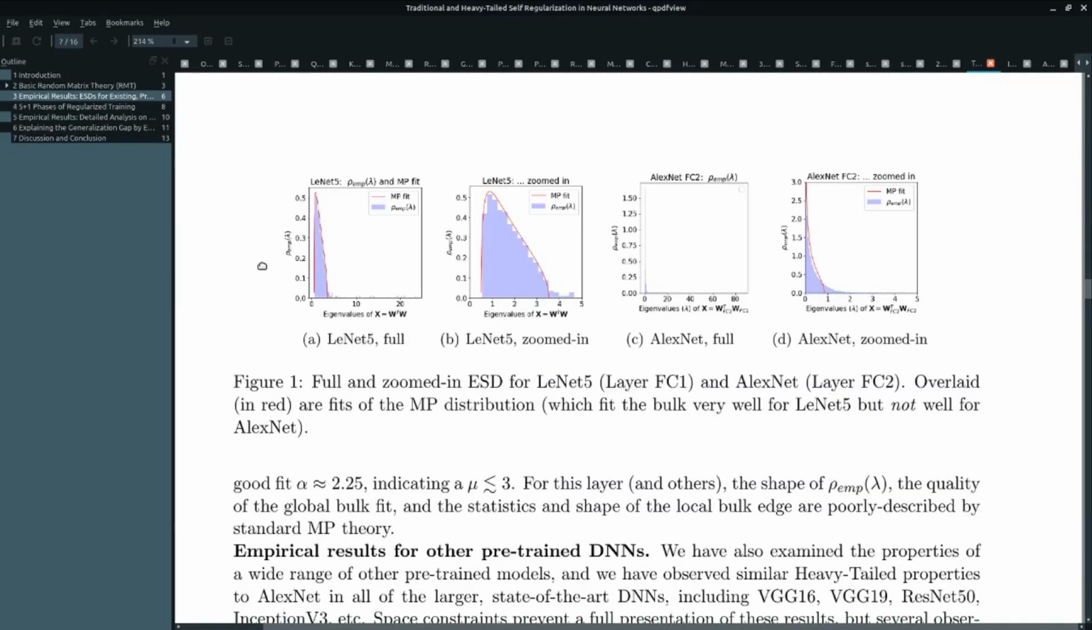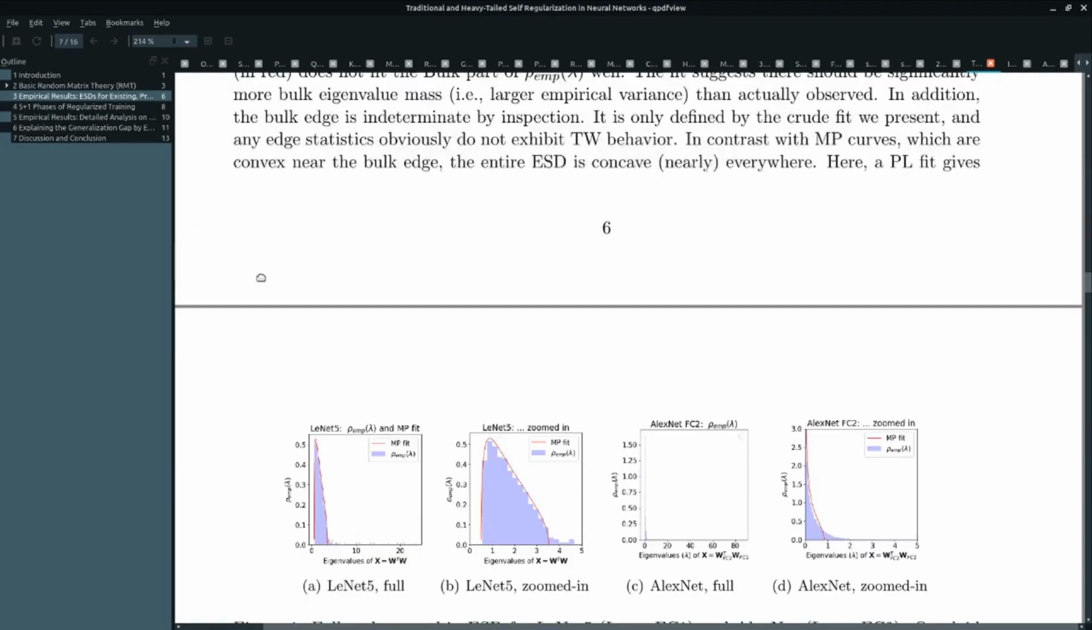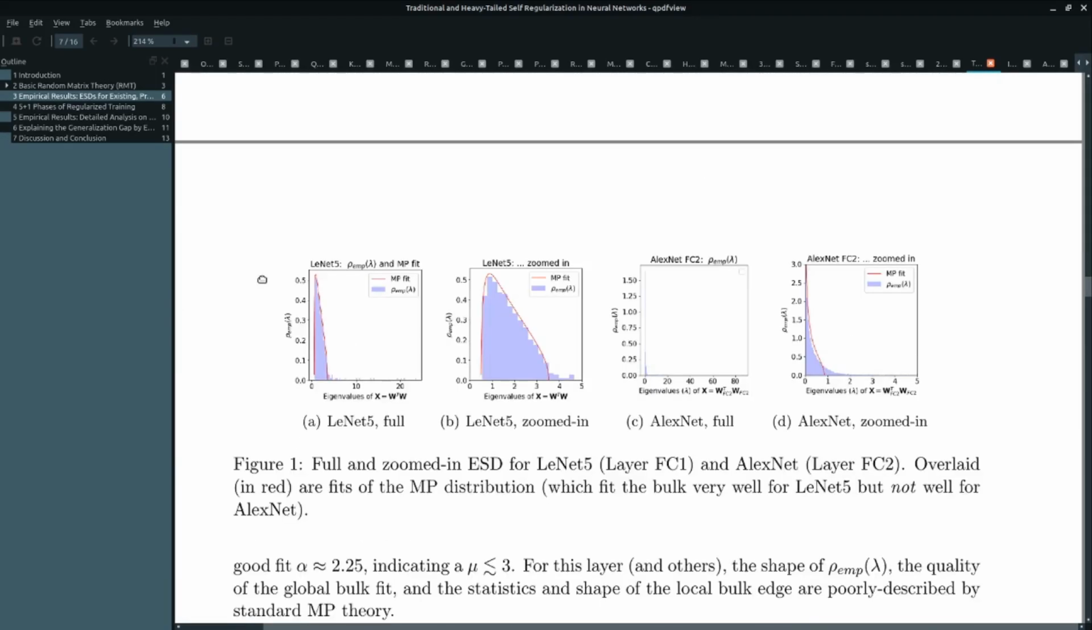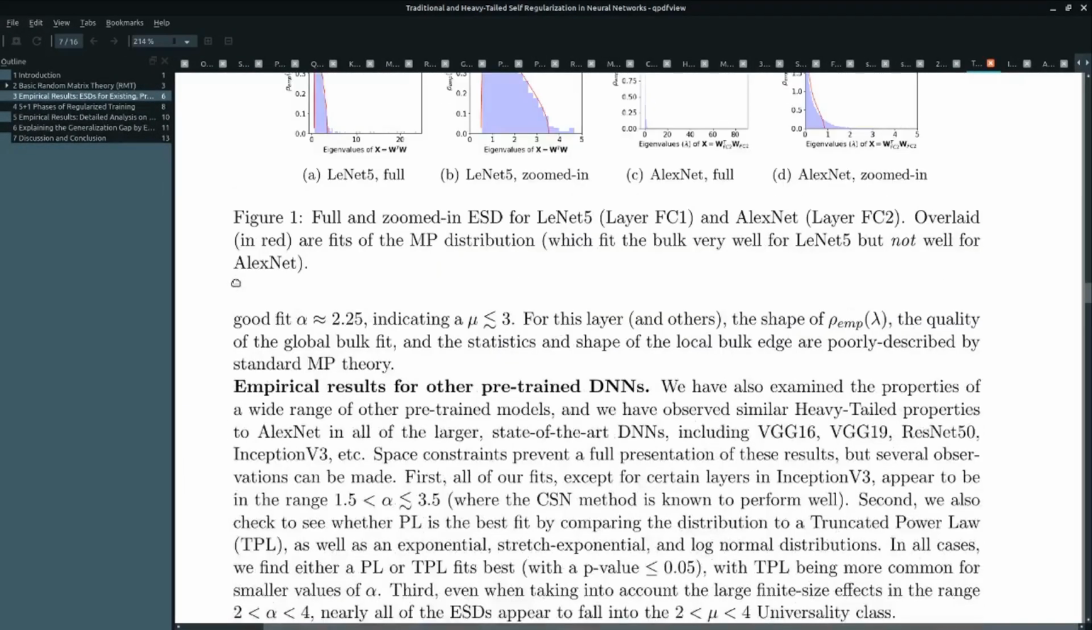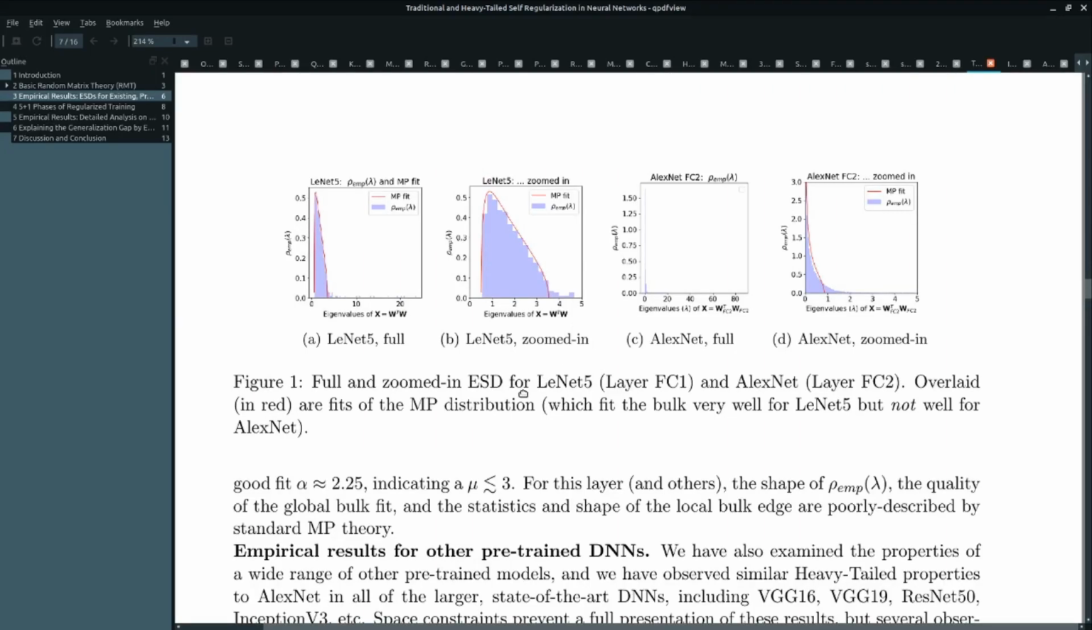I don't think they actually give an explicit, oh, good fit for alpha being 2.25, so mu smaller than 3. So that would be a bit more than 1 over x squared, actually. So not the Jeffreys priors.